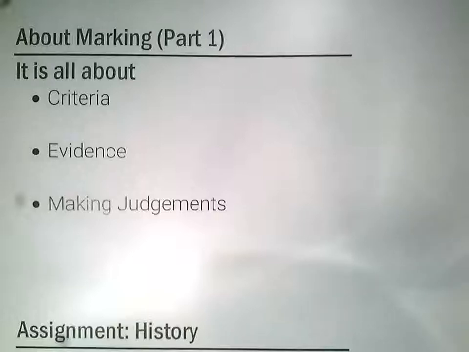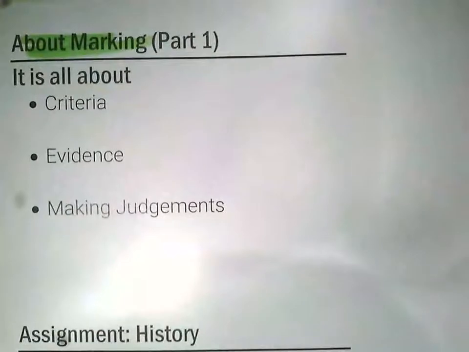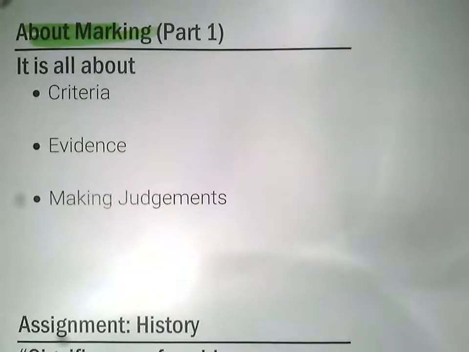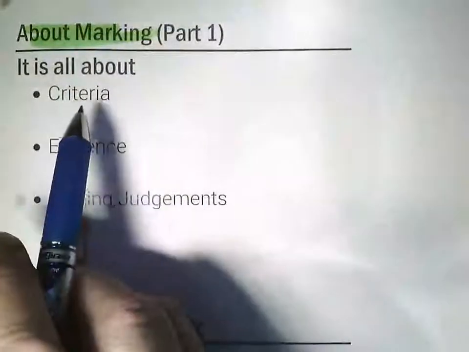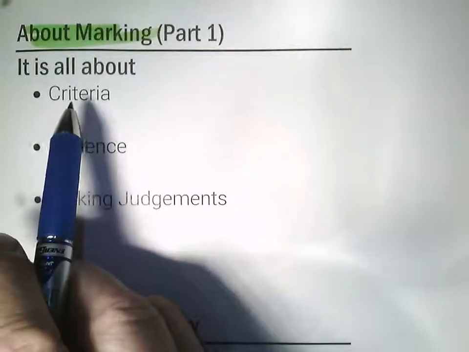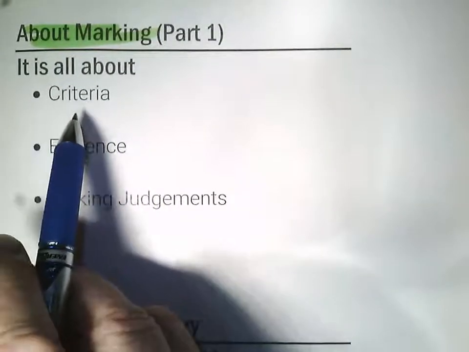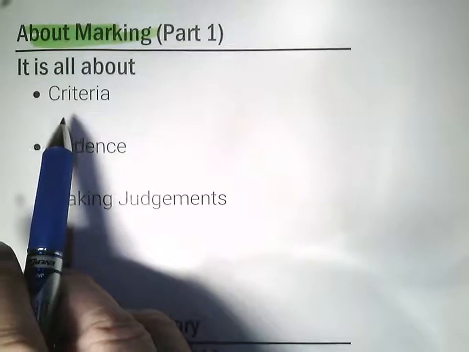So we're looking now at just a little bit about marking. It'll be the first of two parts. As far as your marking goes, there's three significant things. Number one, there's the success criteria. This comes from your objectives and so on. So you have criteria for a pass or a fail or a grade.